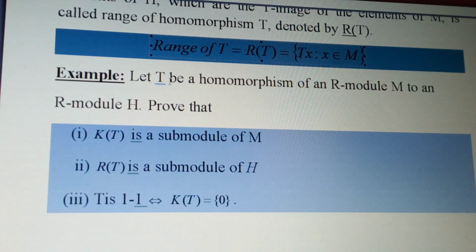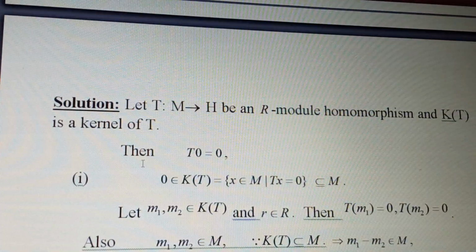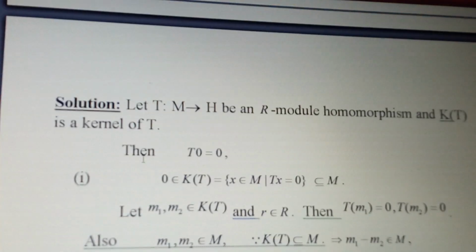Example: T is the same mapping, and we prove three conditions. KT is a submodule of M, the domain. RT is a submodule of N, the codomain. And third, T is one-to-one if and only if KT = {0}. Here is the solution to this example.